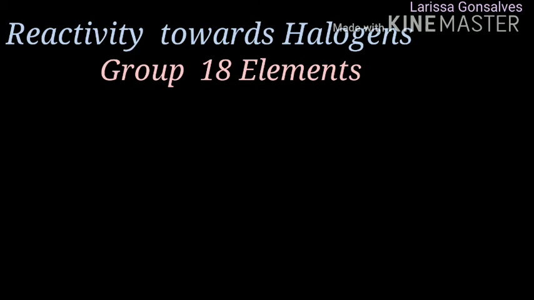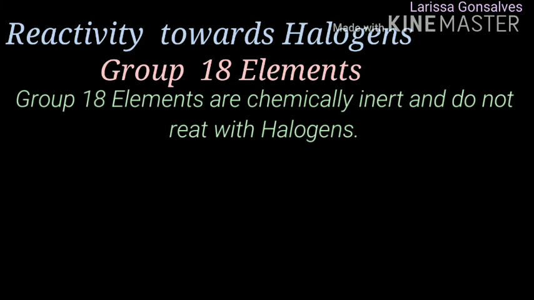Next are group 18 elements. We know that group 18 elements, which are also called the noble gases, are chemically inert, which means they are not chemically reactive. However, krypton and xenon directly react with fluorine to form fluorides.